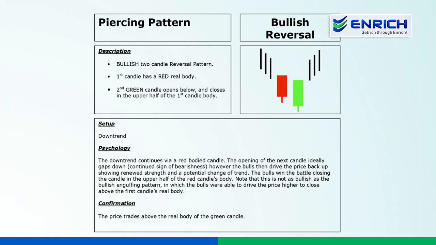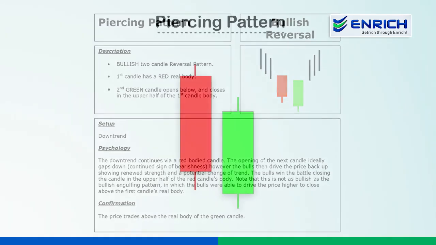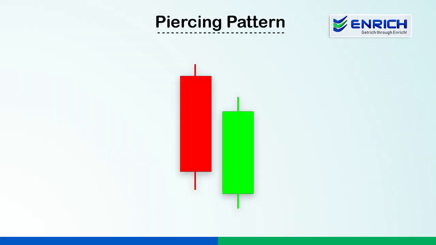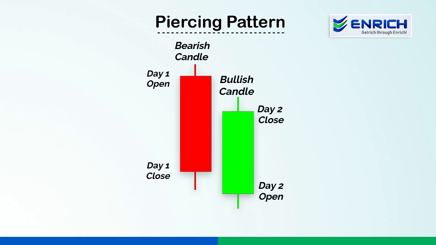The piercing pattern is seen as a bullish candlestick reversal pattern, and it is quite similar to the bullish engulfing pattern. There are two parts in a piercing pattern. We can see a bearish candle on day 1 and a bullish candle on day 2. The piercing pattern occurs when a bullish candle on day 2 closes above the middle of day 1's bearish candle. The price gaps down on day 2 and closes into the losses made on day 1's bearish candle.